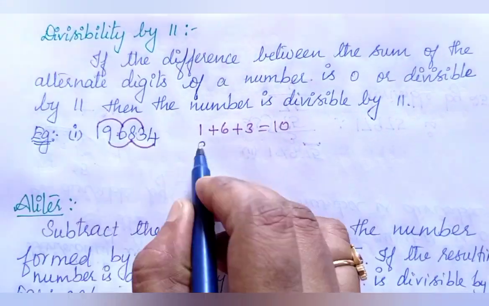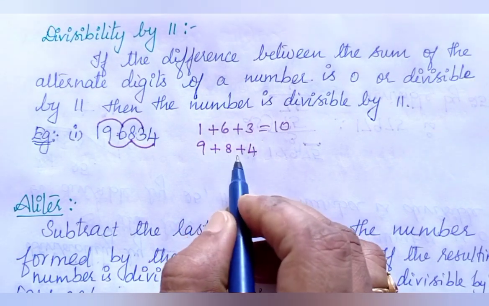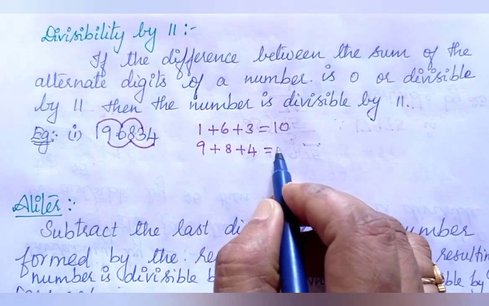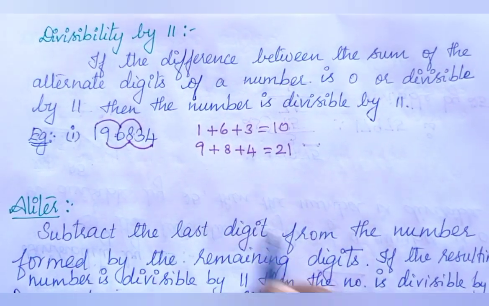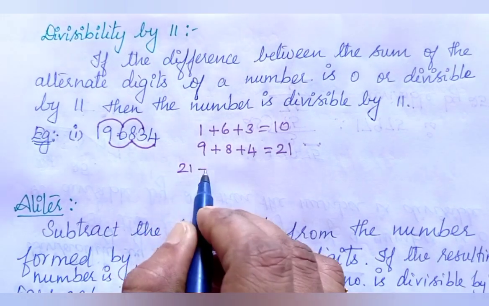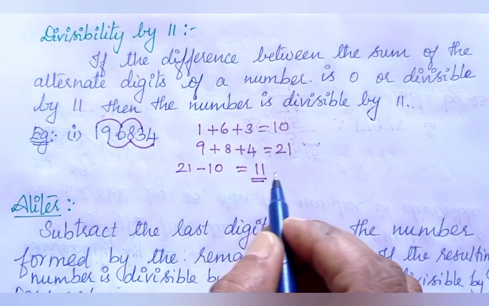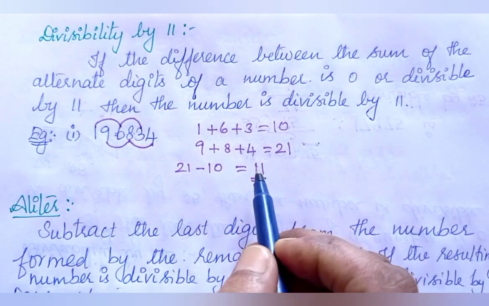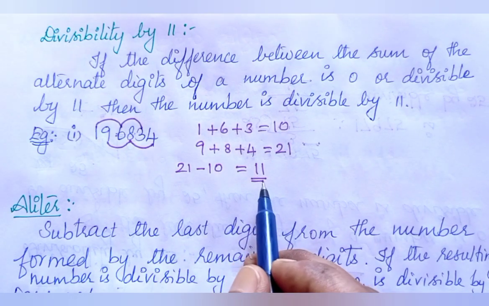And the remaining digits, 9 plus 8 plus 4. 9 plus 8 is 17. 17 plus 4 is 21. So we have found the sum of the alternate digits. Here we have to find the difference between them. So greater number minus the smaller number, and it is 11. Actually, we found the difference between the sums of the alternate digits, and it is 11.